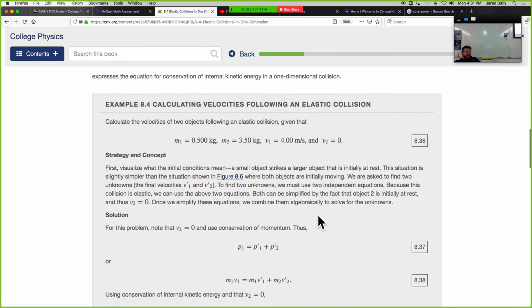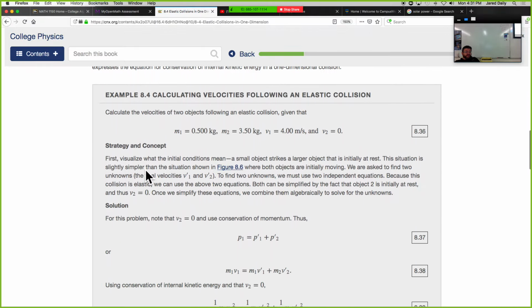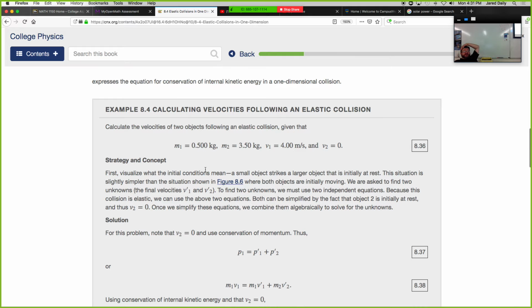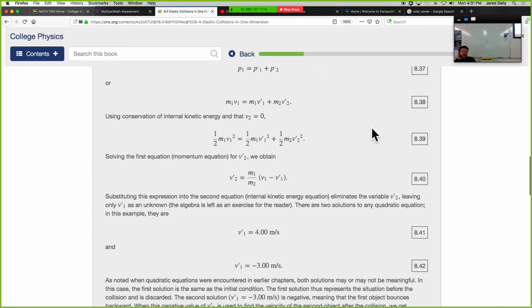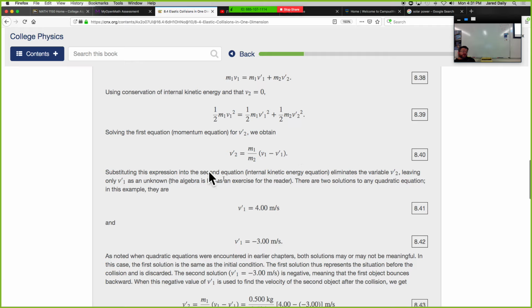In this case, they want to know, let's see, calculate the velocities of the two objects following an elastic collision. So we want to calculate velocity 1 and velocity 2 final, which means we're going to have to use both equations. So we're going to solve one of these equations for velocity 2. We solve the first one, the momentum equation, for velocity 2 final, and we get this equation.